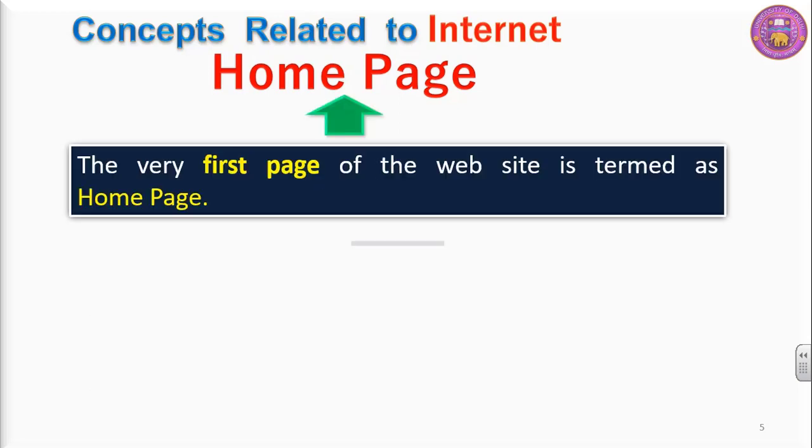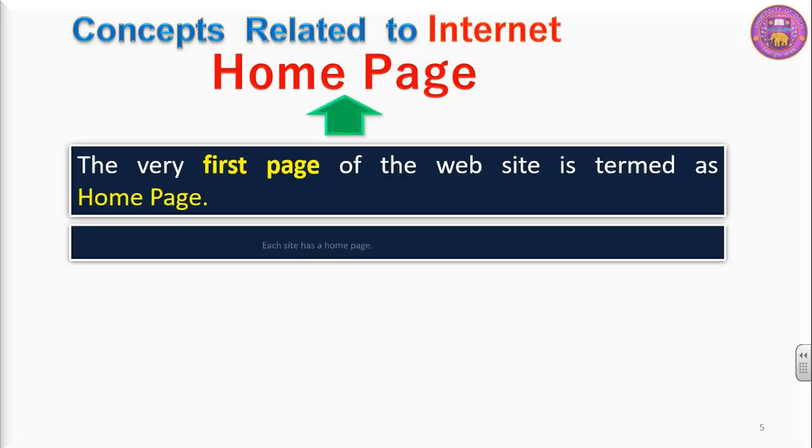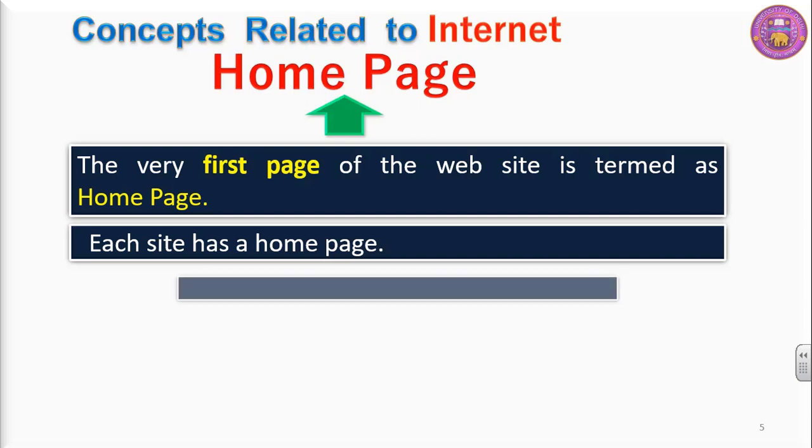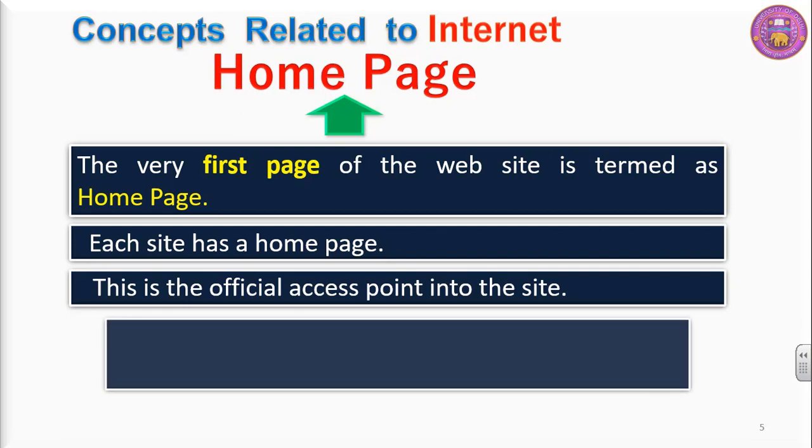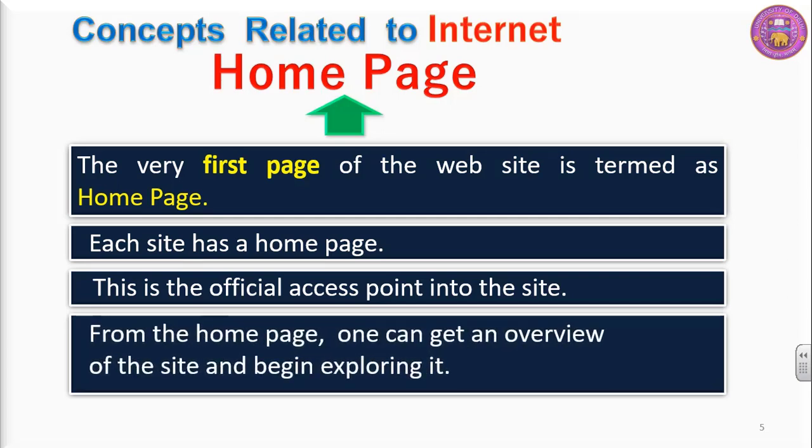Home page. The very first page of the website is termed as home page. Each site has a home page. So the very first page which we see on different website, that is called as home page. This is the official access point into the site. From the home page, one can get an overview of the site and begin exploring it.